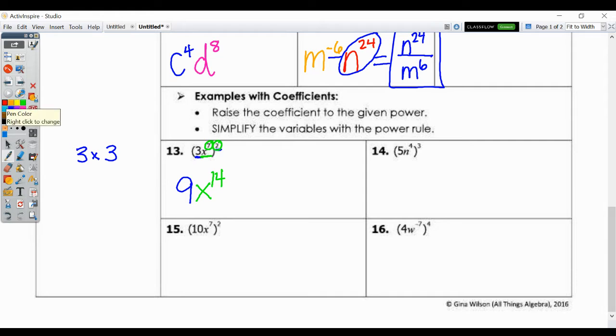Okay, look at 14. So the first thing I have to deal with is this coefficient of 5. So I have 5, and then on the outside of the parentheses, I have this 3. So 5 to the third power, which is 5 times 5 times 5, is going to be 125. So that's my new coefficient. Then I have to deal with this n to the fourth. So I have n to the fourth, and that's all to the third power. So I multiply my exponents together, right? So I'm going to have n, and then 4 times 3 is 12. So I have 125 n to the 12th.